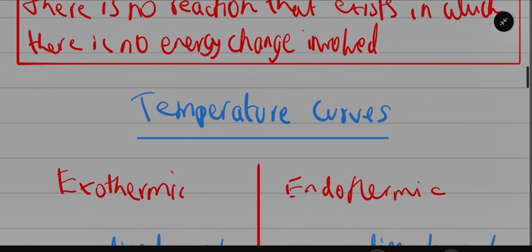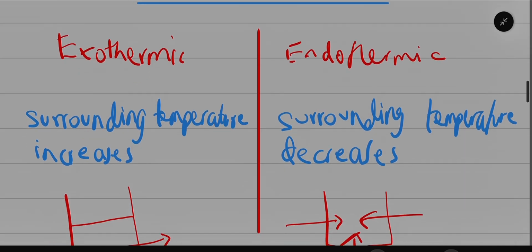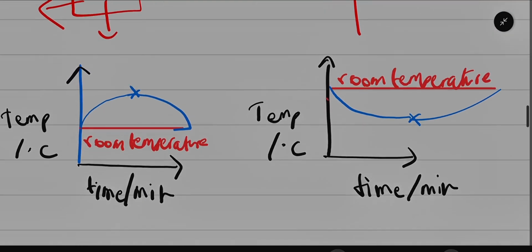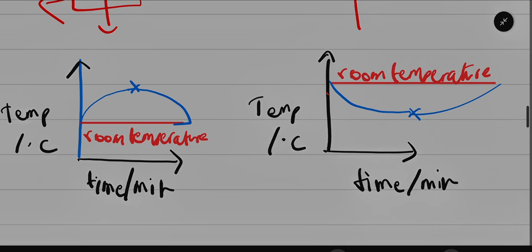Understood? So what have we recapped over here? In an exothermic reaction, the surrounding temperature increases, and in an endothermic reaction, the surrounding temperature decreases. Then we made a few beakers, and then we made the temperature curves, in which we discussed how initially in an exothermic reaction, the temperature increases from room temperature, but when the reaction stops, it will eventually fall back to room temperature. And in an endothermic reaction, the temperature will decrease from room temperature and then increase back up to room temperature because the reaction has taken place.